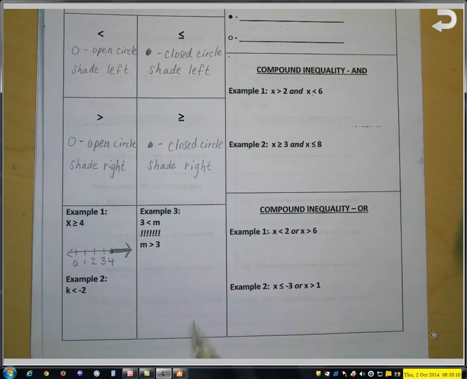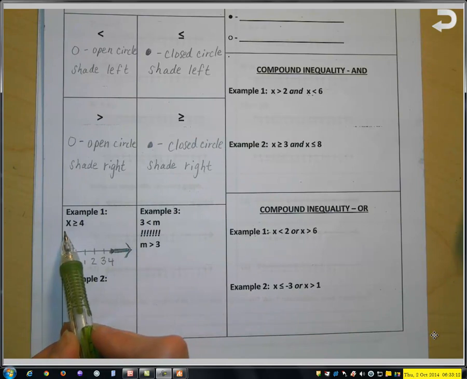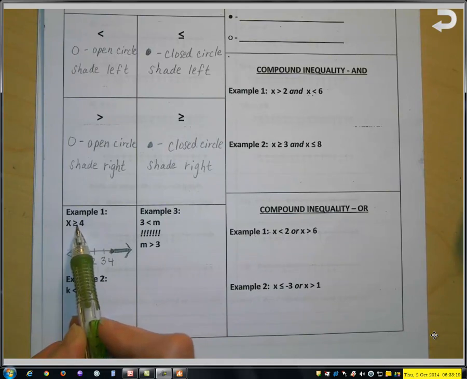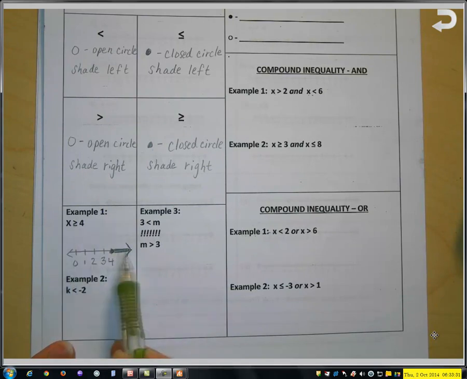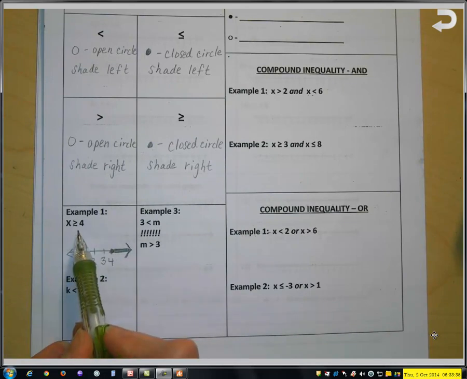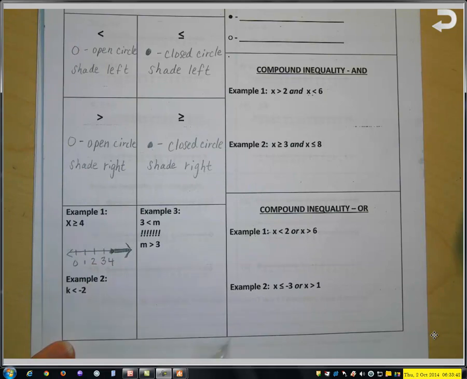And a good rule of thumb, if you have written the inequality with the variable first, is that whatever direction the inequality is pointing to, that's the direction we're going to shade. If you think of the inequality kind of like an arrow, it's pointing to the right, so we're going to shade to the right on the number line. But that only works if you have written the inequality starting with the variable.